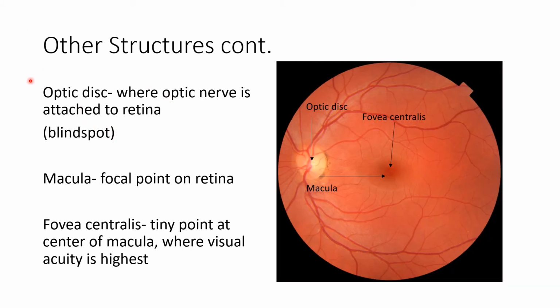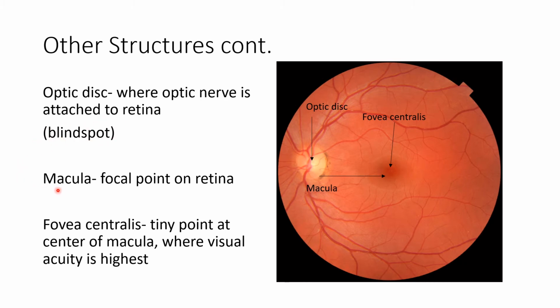So again, the optic disc is that spot where the whole retina attaches to the back of the eyeball, and that's called your blind spot because there are no photoreceptors there, so you can't actually detect sensory stimuli in the blind spot of your retina.